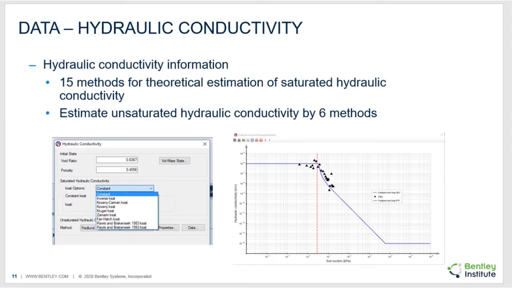Unsaturated hydraulic conductivity information is also stored in the system. The saturated hydraulic conductivity is typically measured in the laboratory or in the field and can be recorded separately. The saturated hydraulic conductivity can also be estimated from a number of estimation methods built into the software that estimate based on sample data. It is also possible to estimate the unsaturated hydraulic conductivity curve by six different estimation methods. These estimation methods are largely based on the soil water characteristic curve.